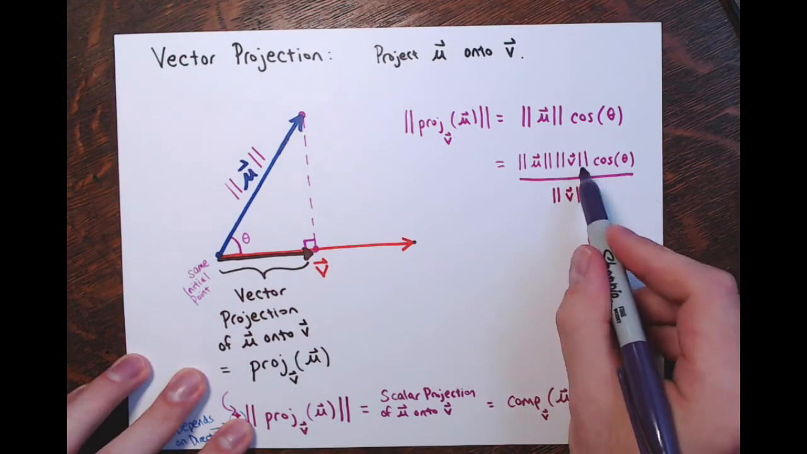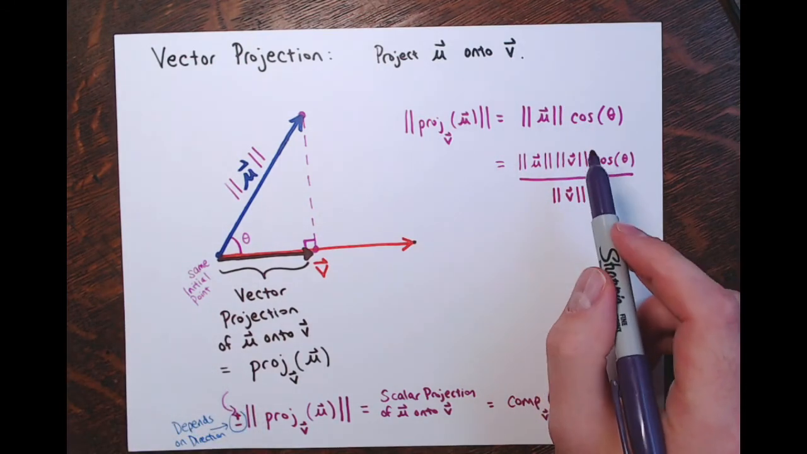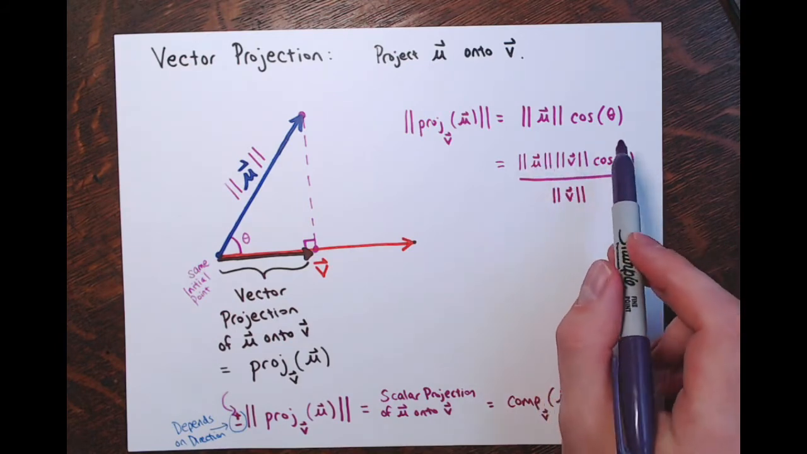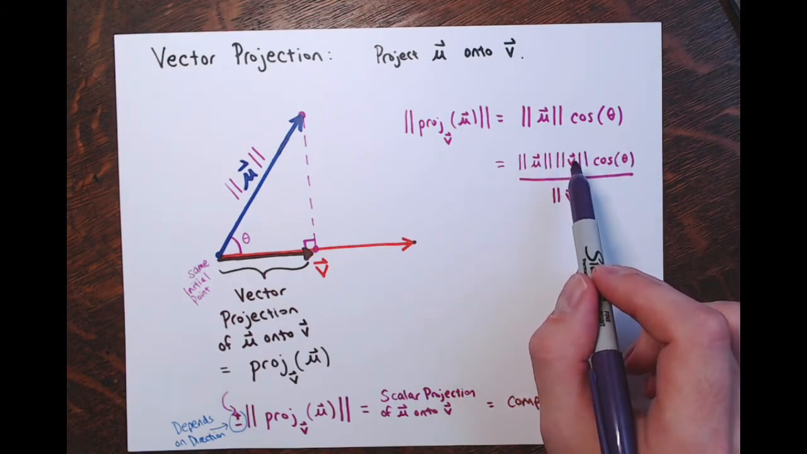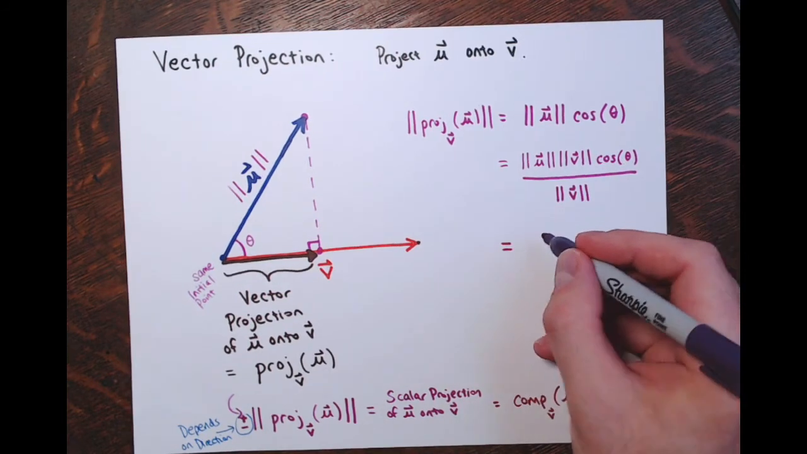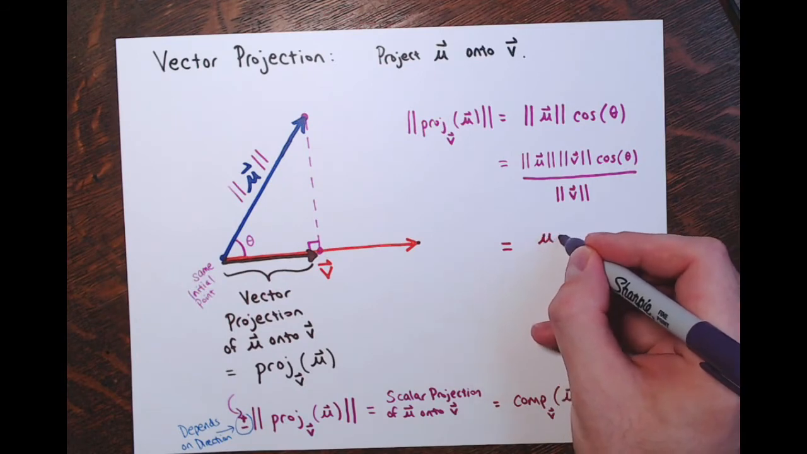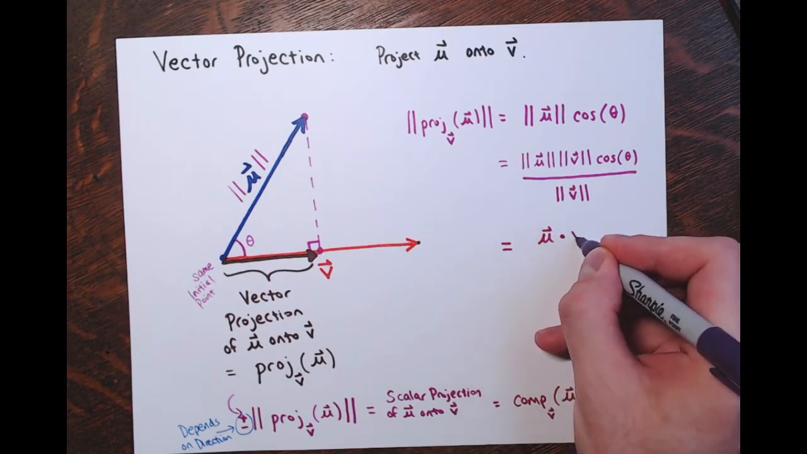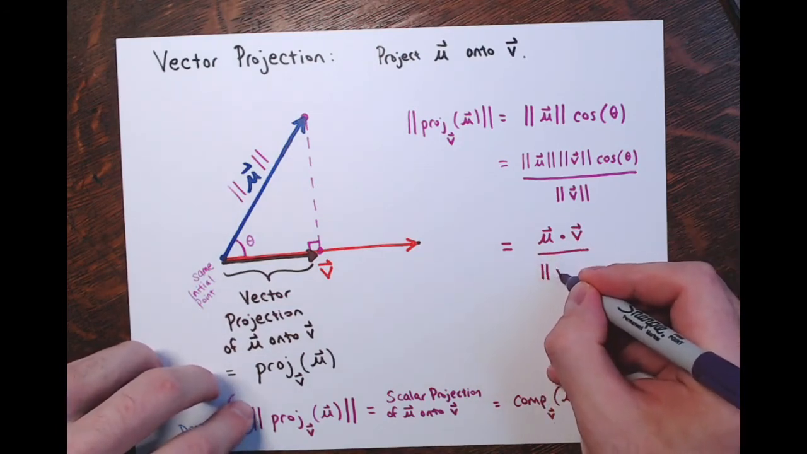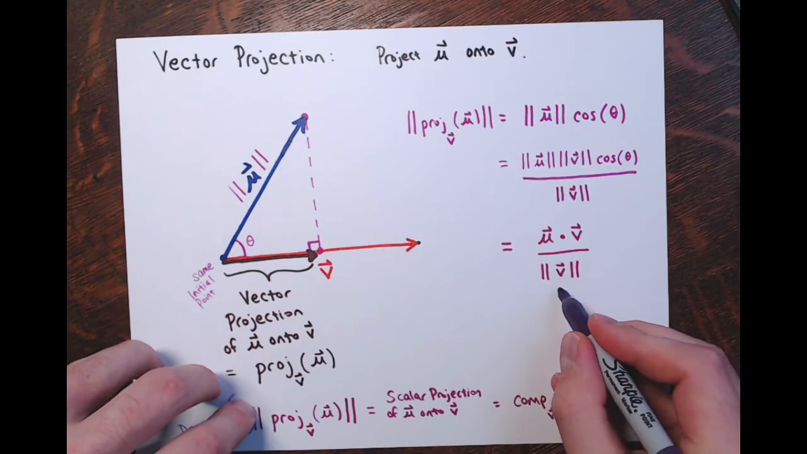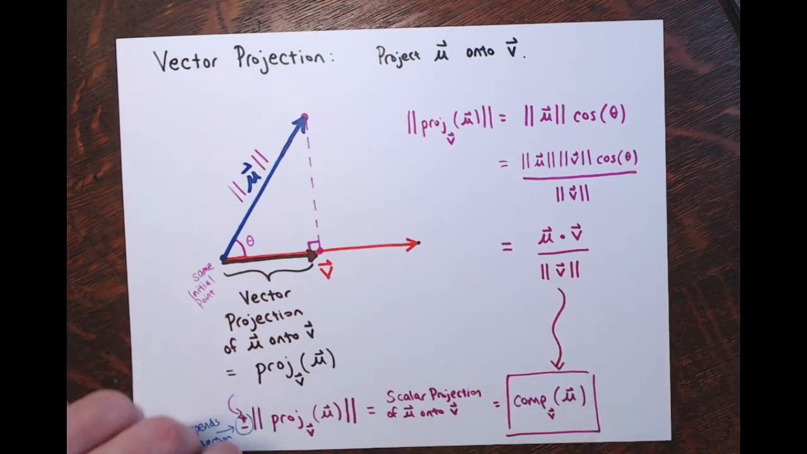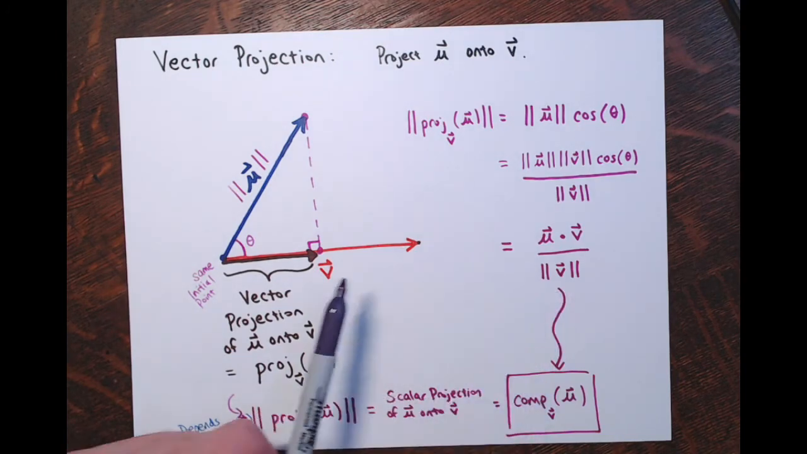And hopefully, just multiplying in the numerator and denominator by the magnitude of v, this numerator looks familiar. When I multiply two magnitudes by the cosine of the angle between them, that's the dot product. So this is u dot v in the numerator divided by the magnitude of vector v. And this is this scalar projection of u onto v. This is the scalar I need to multiply v by.